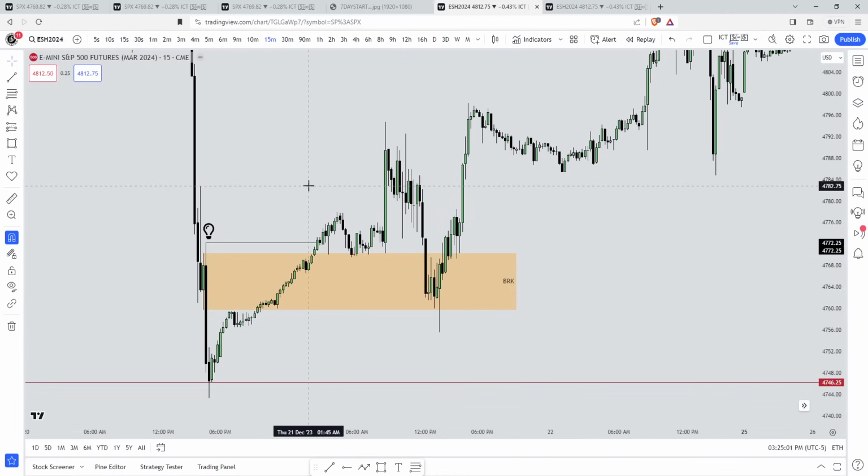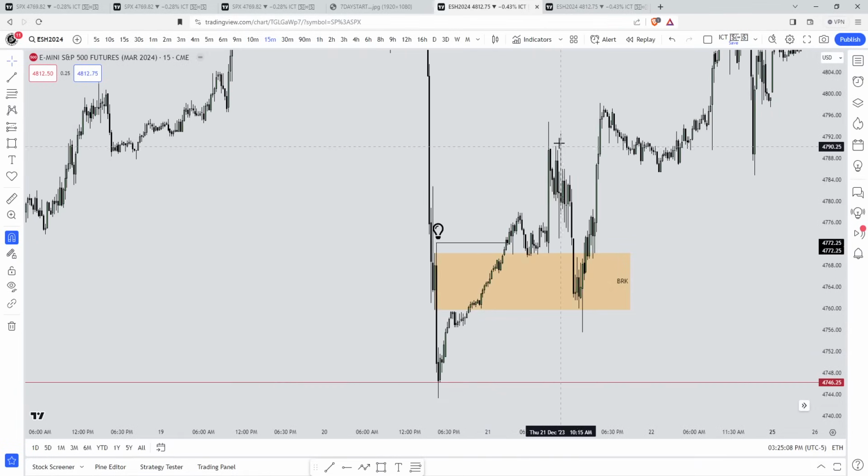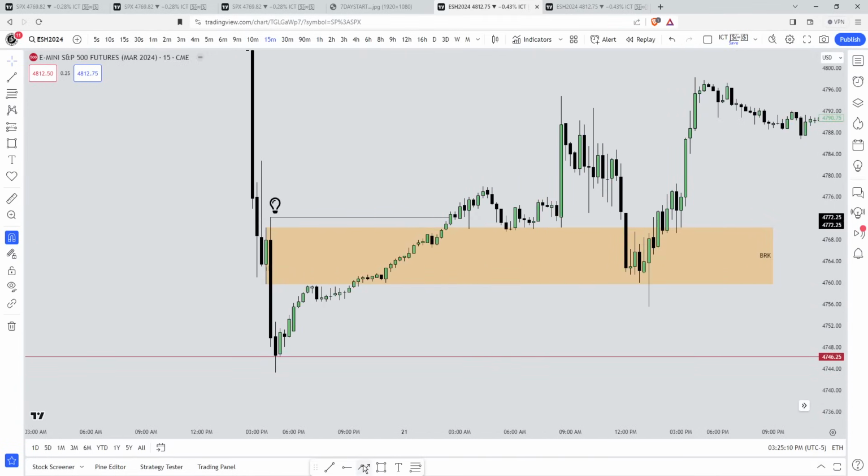So I'm looking to see what PD arrays are being respected. Where is price delivering from? We're delivering from the sell side liquidity over here. It's expanded higher. It returned to a bullish breaker. What's a bullish breaker? That's when price creates a low, high, lower low, higher high. You look for an up close candle or consecutive up close candles in that move that creates the higher high.